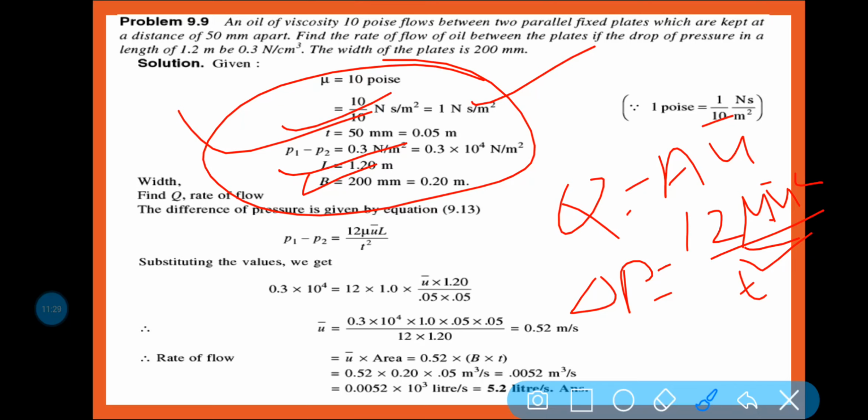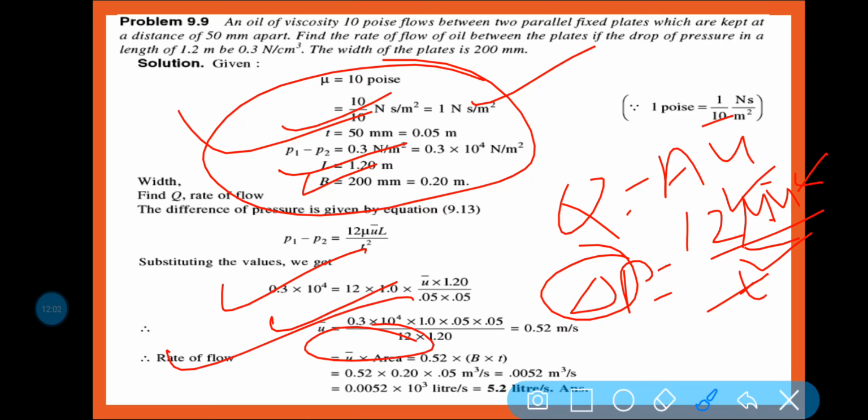So now put all the values. Del P you know, mu you know, L you know, T you know. So putting all the values, you will find the u bar. U bar is 0.52 meter per second. Clear? So this is the average velocity. Now rate of flow. What is rate of flow? Area into velocity. So area is equal to B into T. So put the value B into T, and the average velocity I already got right now.